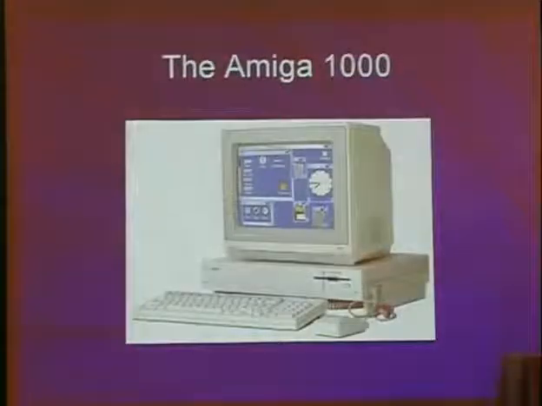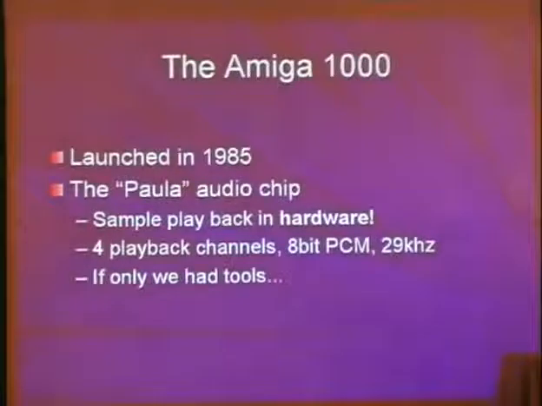Then came this beautiful beast, the Amiga 1000. The Amiga 1000 had something very special. It had an audio chip which could play back samples in hardware. At the time, in 1985, this was unheard of. The hardware supported 4 playback channels, 8-bit samples, approximately 29 kilohertz. There were some weird issues with vertical sync and such, which affected the sample rate. But in general, it sounded great.